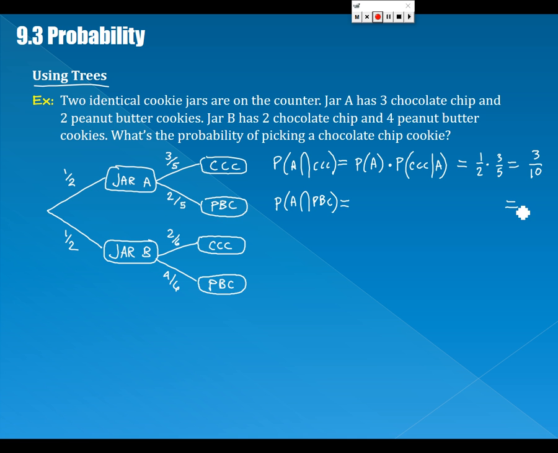All right, what about this joint probability that you're in jar A and you get a peanut butter cookie? That's of course, let's actually just say 2/10 maybe. Let's keep the denominators the same there. And jar B and chocolate chip cookie.